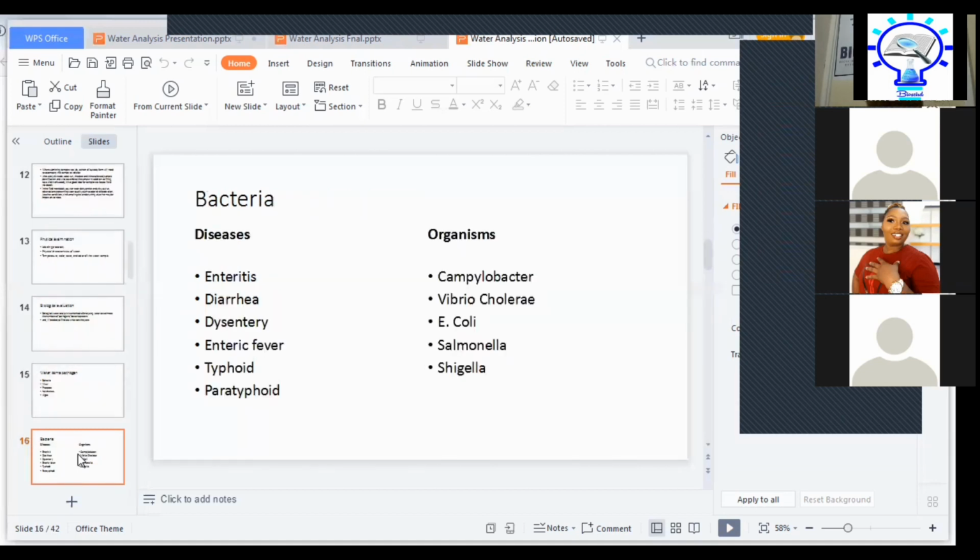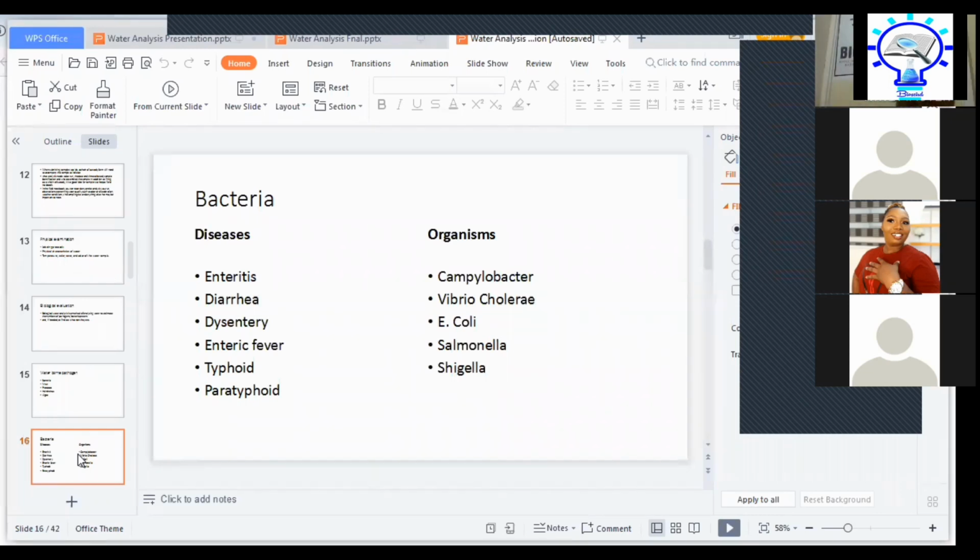Bacteria: look at the diseases they cause on the left side, and look at the organisms that can cause all those things: Campylobacter, Vibrio cholerae, E. coli, Salmonella, Shigella, and all of that. And look at the sicknesses they can cause. And I want us to note that the amount of money people spend on curing these diseases, if you pull it together in Nigeria in 1 year, it might be able to pay for all the monies ASU people are looking for, but we allow all these things to happen. People fill hospitals all the time.